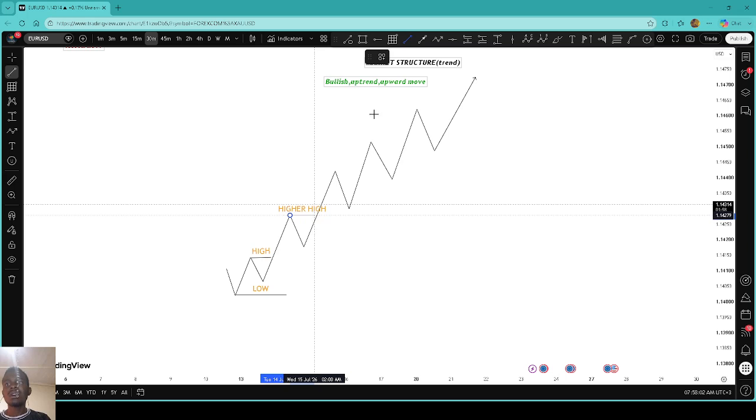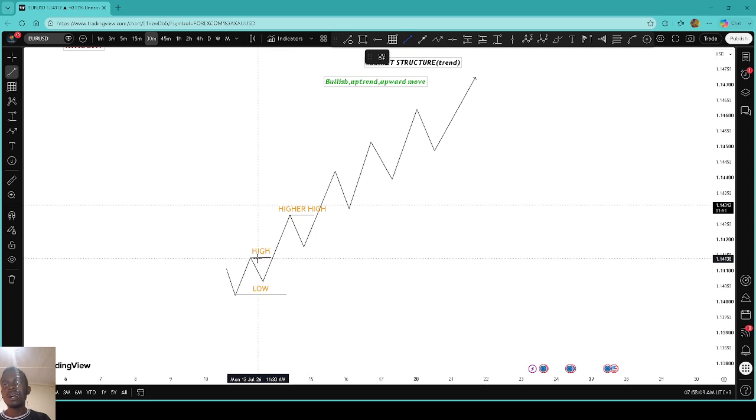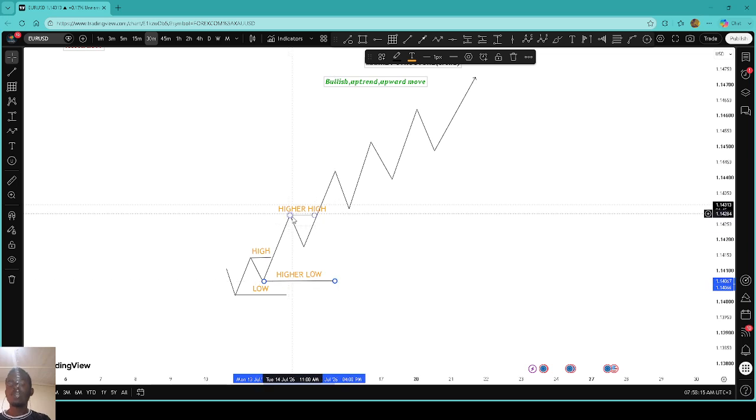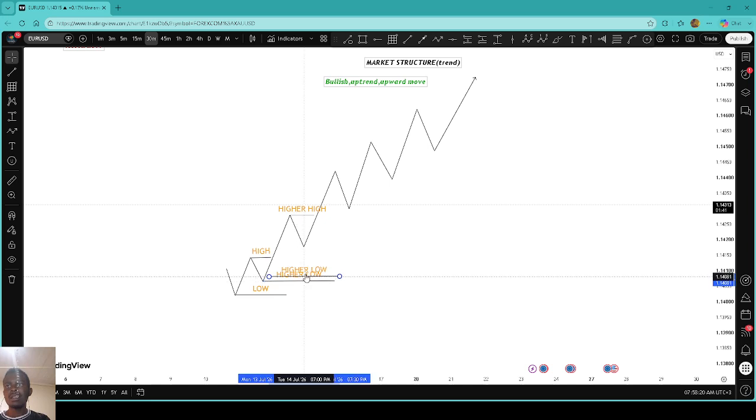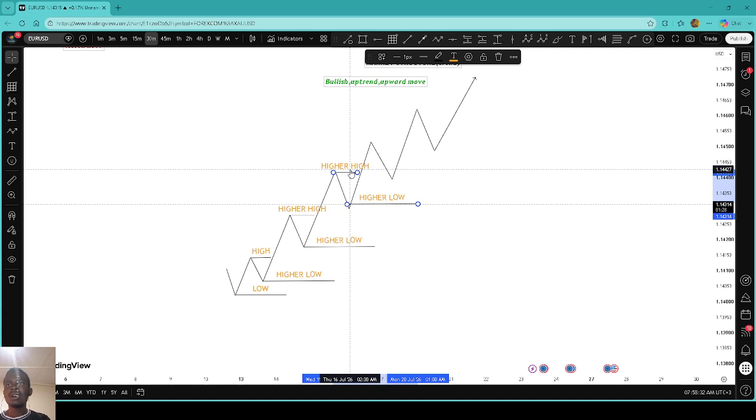After creating the high, the market creates a higher high. No, not the higher high. First of all, it creates a higher low. After a high, we then have a higher low. Then after the higher low, the higher high. After the higher high, we now have another higher low. Now, after the higher low, we now have another higher high. And then again we come and get another higher low. So the market continues in that manner.